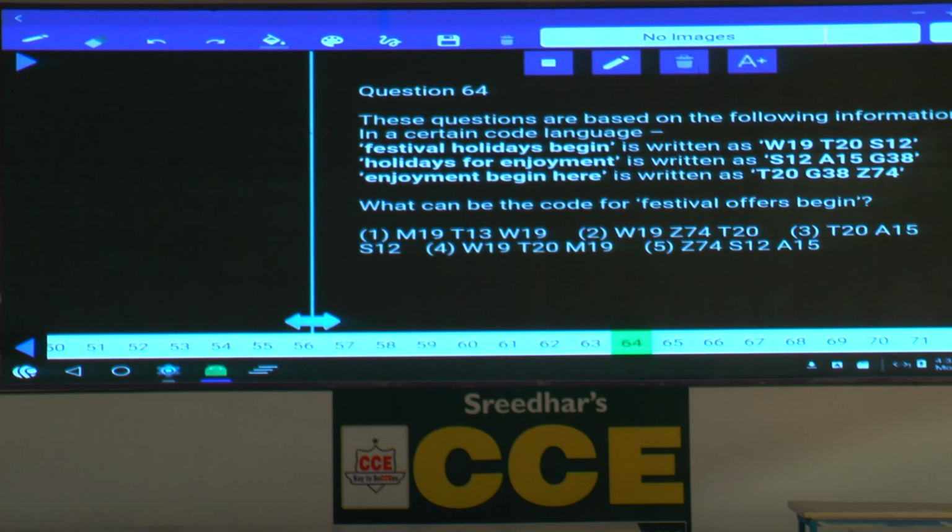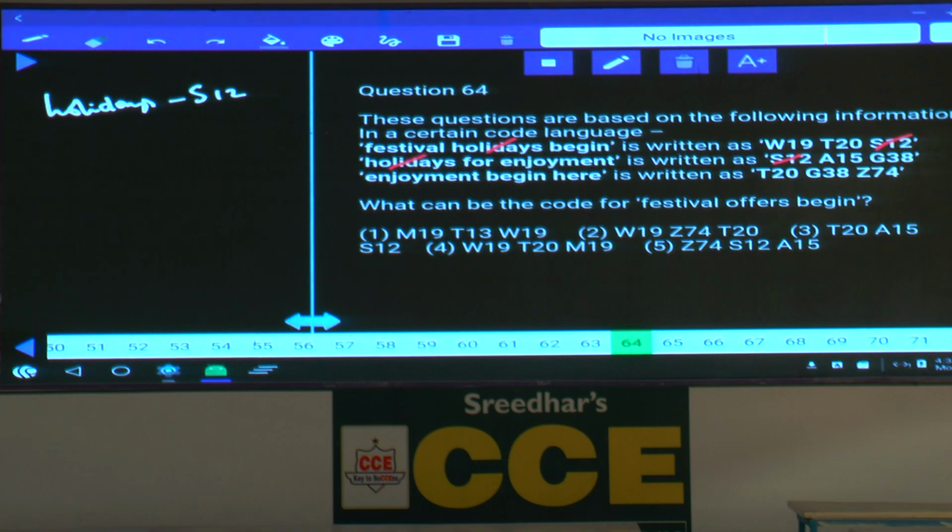Now, tell me which word is common between the first and the second. Festival holidays begin, holidays is the word which is common. As holidays is common, tell me what code is common between these two. W19, T20 and S12. S12 is common, and the code to the word holidays is S12.